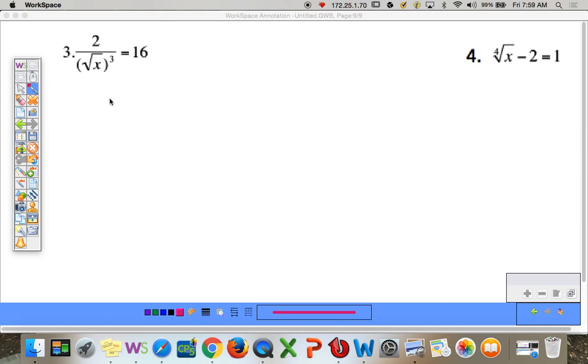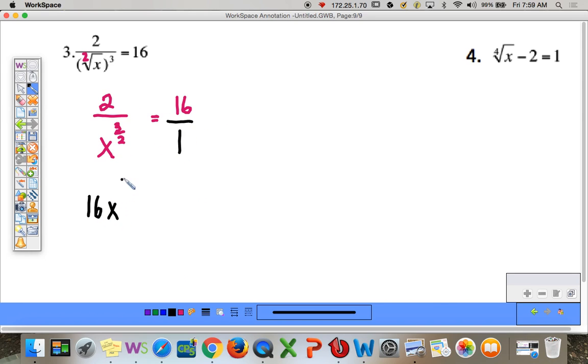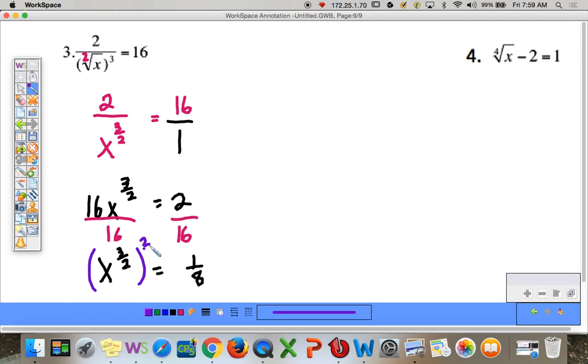Okay, so this next one, this is 2 over x to the 3/2 power equals 16. I'm going to cross multiply. I don't want this fraction on the bottom, so I'm going to cross multiply. I got 16x to the 3/2 equals 2. Divide each side by 16. We have x to the 3/2 equals 2 over 16, which is 1/8. And then to get rid of the 3/2, take it to the power of 2/3, the reciprocal power.